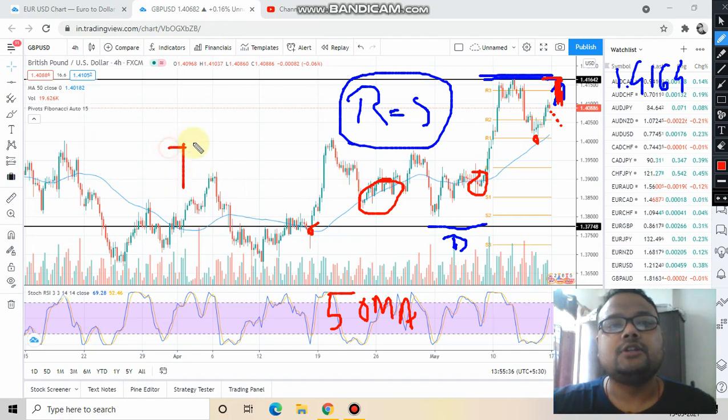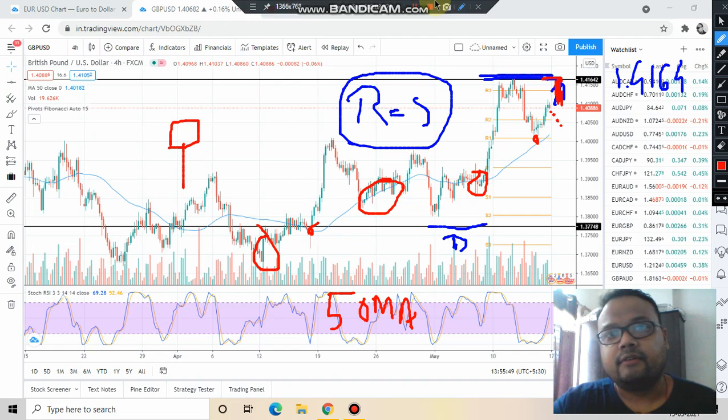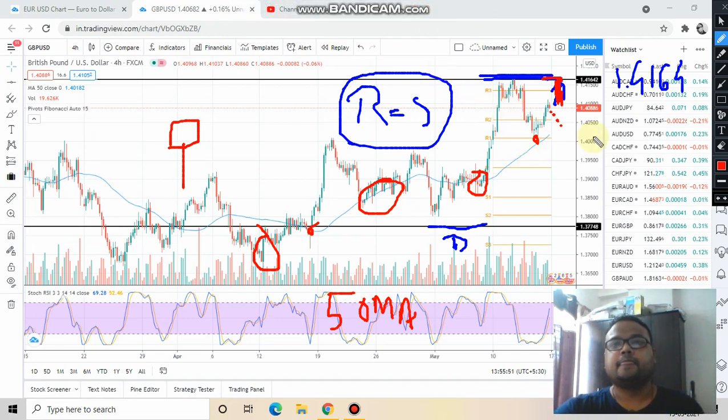You will get a confirmation in the form of a hammer, price rejection from below, or a candle like this. Once you get a confirmation that yes, it is still a valid support, then you can go for a buy order at the 50 moving average. So these are the trading opportunities in GBP USD. Multiple opportunities are there, so be careful and trade wisely.